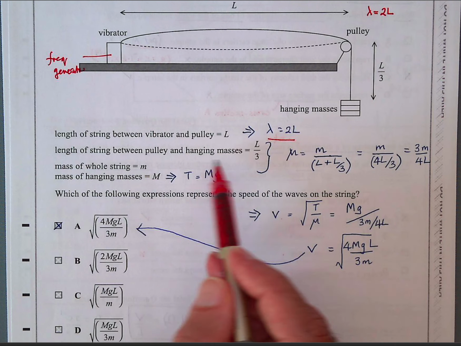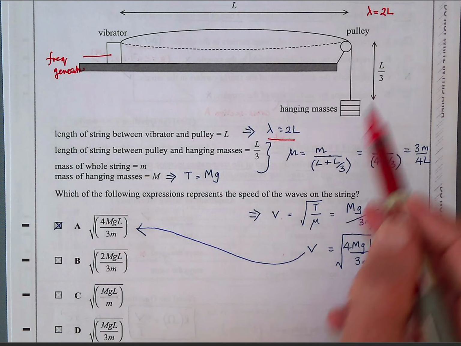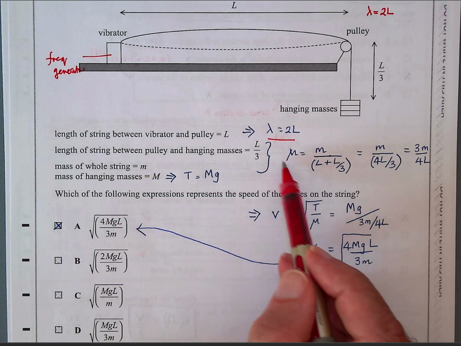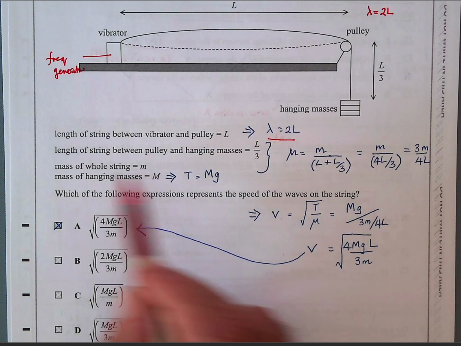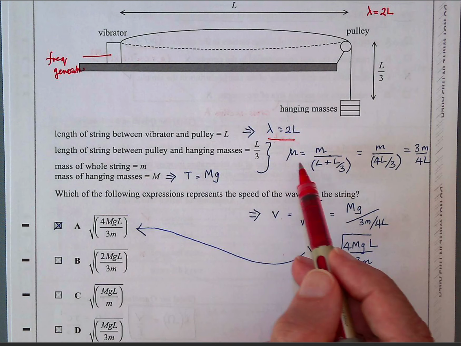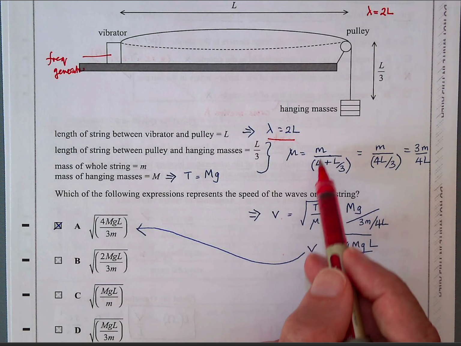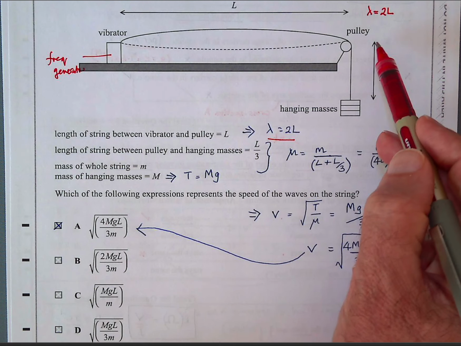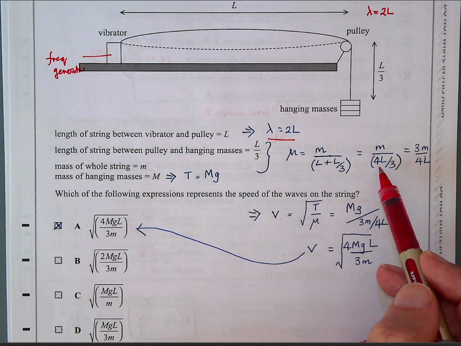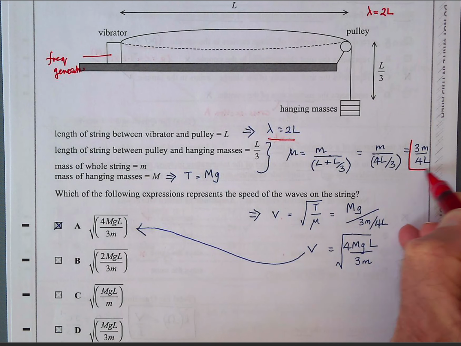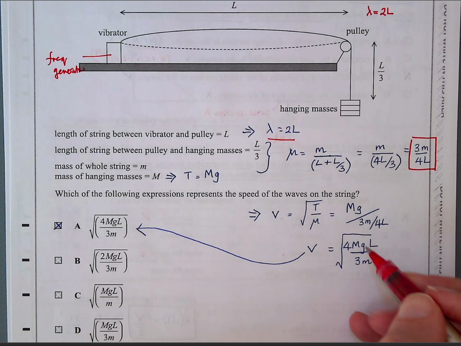The length of the string between the pulley and the masses is given as L over 3. Now we'll come back to this because they want you to use this to work out mu, or come up with an expression algebraically for mu, and the mass of the whole string is m. If mu is the mass per unit length, then it must be mass divided by the total length, which is L plus L over 3, so it's 4L over 3. So the mu value could be expressed as 3m over 4L.